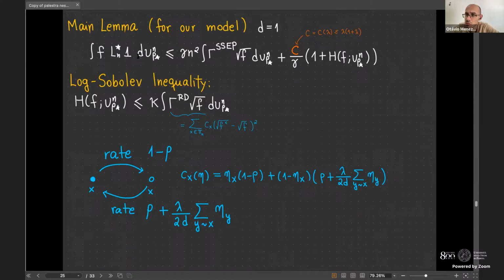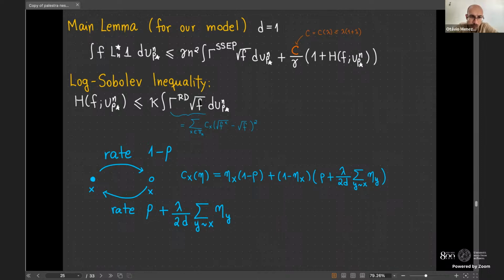I can try to say something about the computation. So you bound the integral of the adjoint against an arbitrary density in terms of the Carré-Duchamp operator and the entropy itself. You combine this with a log-Sobolev inequality, which bounds the entropy by a multiple of the Carré-Duchamp operator.